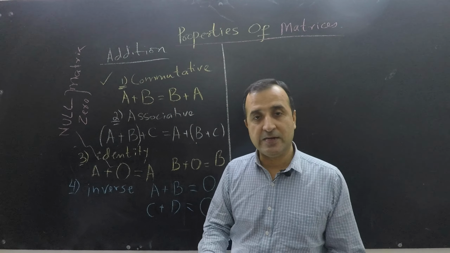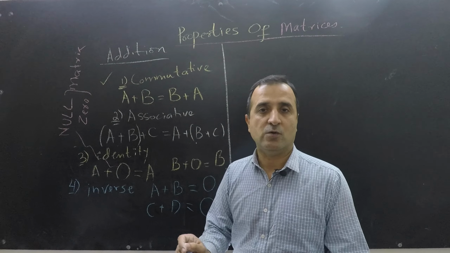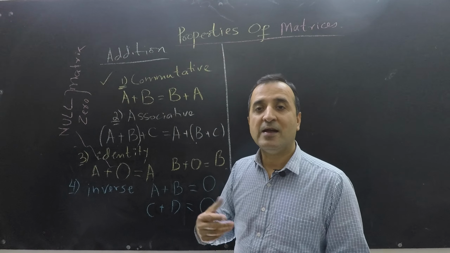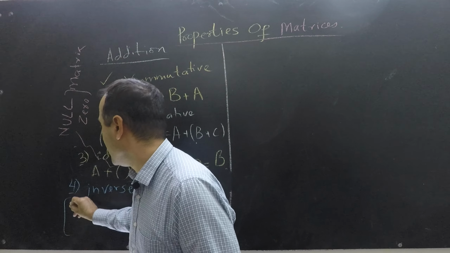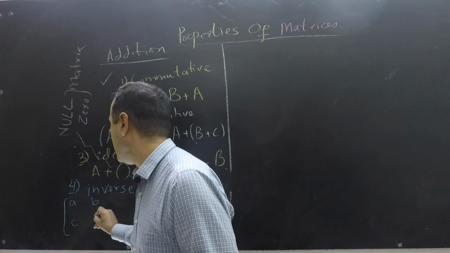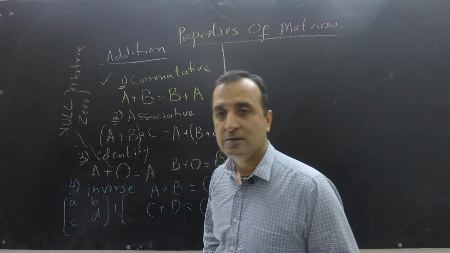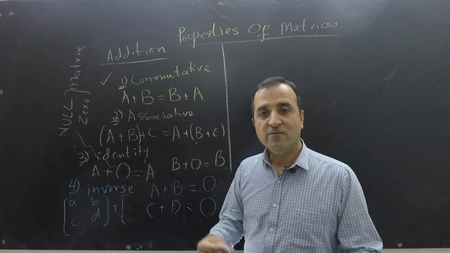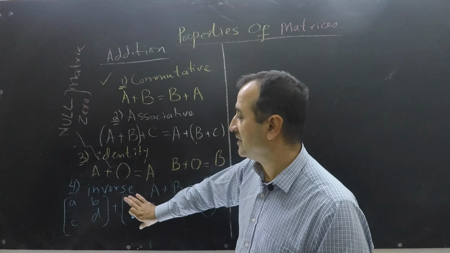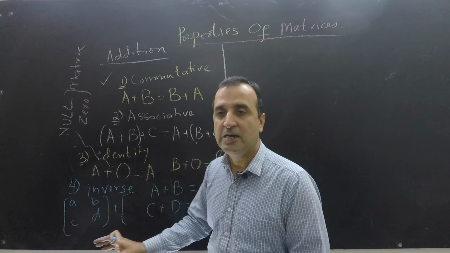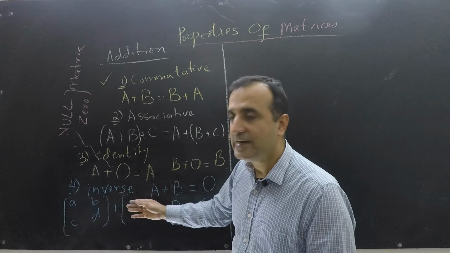Now what will be the inverse in case of addition? That means if I add a matrix to A, all the numbers become 0. So what could be the inverse of A? Let's say A has A, B, C, D in it. Then what will be the content of B? Minus A, minus B, minus C, minus D. Very good. So the content of matrix B will be the same as the content of matrix A, but the sign will be different. Every entry will have a different sign.